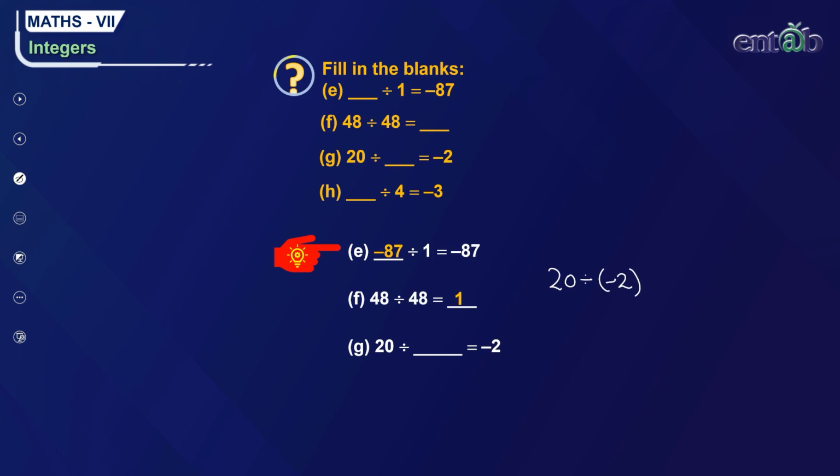What is 20 divided by minus 2? 20 divided by 2 is 10, and we can place the minus sign against the quotient. So, we get the answer as minus 10.